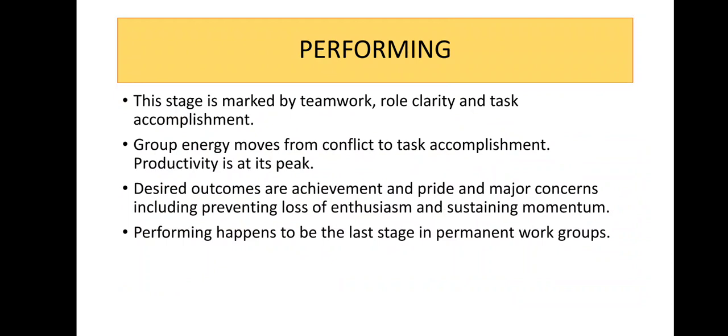The next stage is the performing stage. This stage is marked by teamwork, role clarity, and task accomplishment. Norming is the rules and regulations which are kept for the group performance. So now the actual performance will start, where the team is going to start working on the task given. They are going to have role clarity, and they are going to accomplish the goal or the task by the efforts of the group members. Group energy moves from the conflict to the task accomplishment.